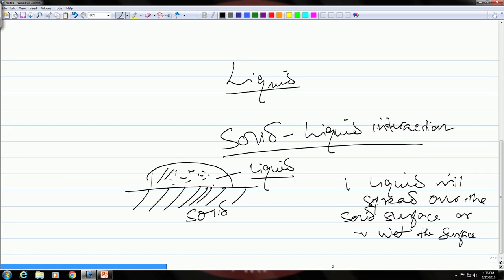Okay. And the second possibility will be the liquid will not spread. Or it will not wet. So, there will be no wetting.